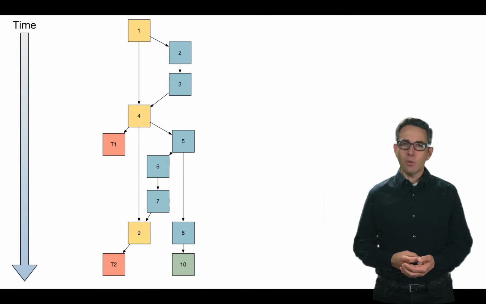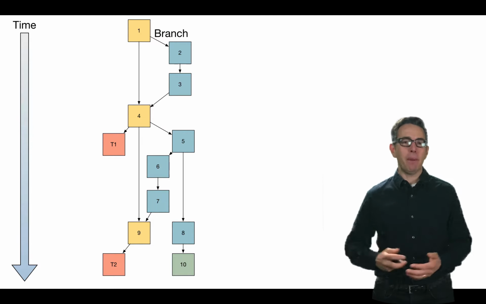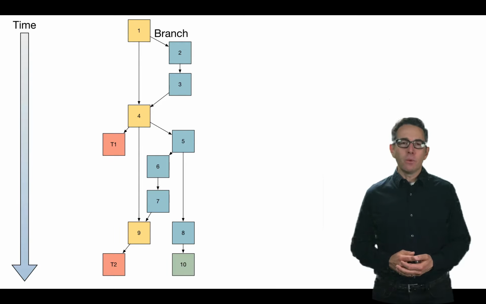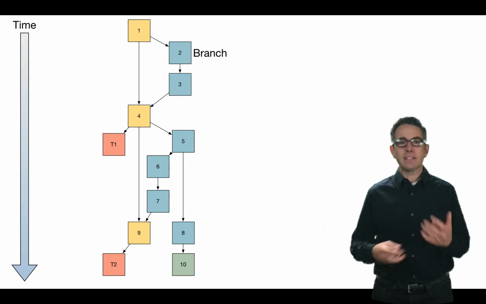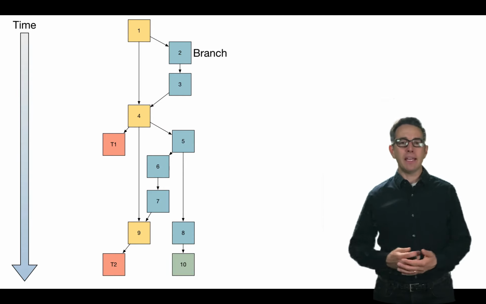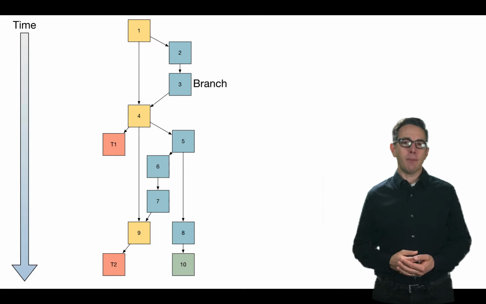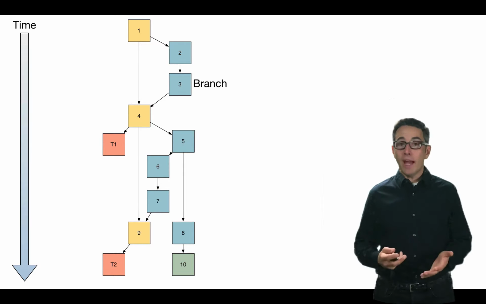Now we might start with the files as they existed at point 1, and we might decide that we're going to branch. That means we're now going to start editing the files, possibly in parallel with other people. So we'll branch, we'll edit some of those files, and we'll commit, and that commit becomes commit number 2. Then we'll make some other edits to the files, and we'll commit again, and that will now be commit number 3.